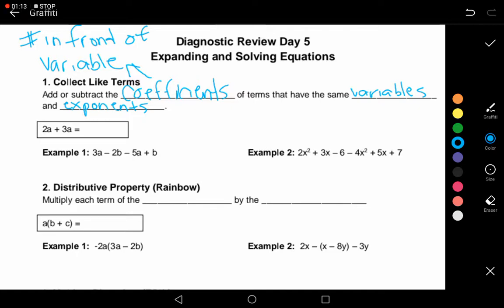So for example, here we have 2a plus 3a. We can see that both variables are a's and both exponents are just 1's because we can't see them. So those are like terms. So all we're going to do is add the coefficients. So 2 plus 3 is obviously 5, and just carry along the variable there.